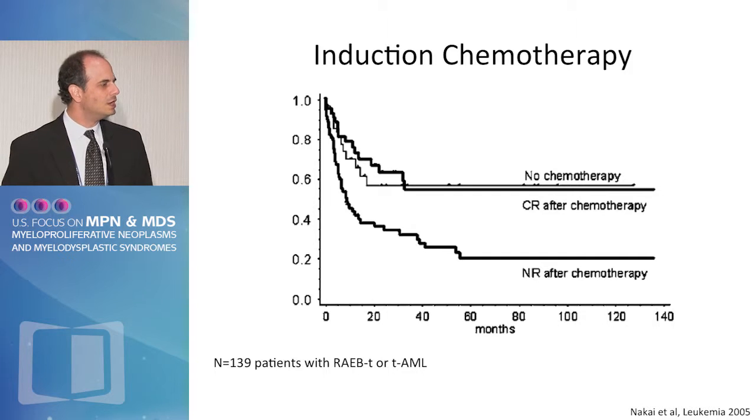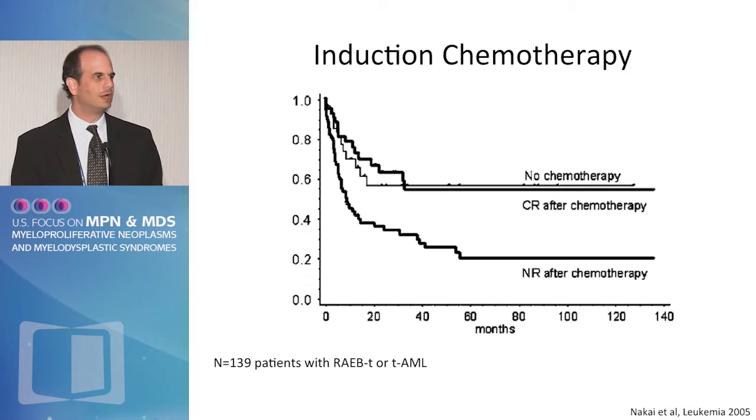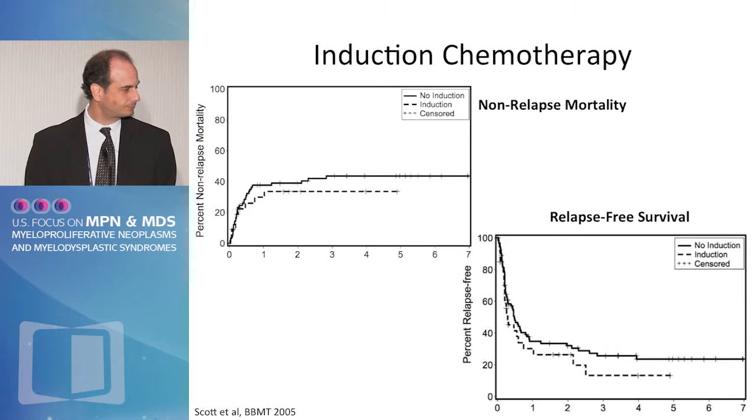And one could argue that the patients who did not respond at all to chemotherapy, and this is traditional induction-type chemotherapy, perhaps these are patients who should be shunted away from the transplant unit immediately and shunted towards innovative clinical trials before coming back for consideration of transplantation.